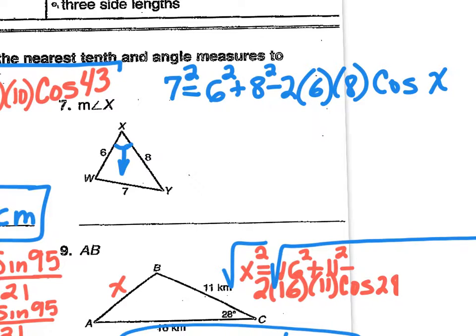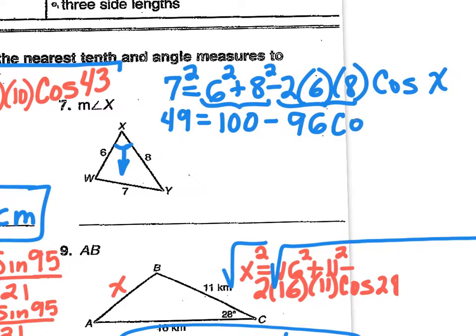So on the left side, 7 squared, that is 49. And now let's put the 6 squared plus 8 squared on the calculator. So what is 6 squared plus 8 squared? So 100, right? So instead of that sum, I'm just going to put 100. Now minus, let's get the product of 2 times 6 times 8. So how much is that? Right, 96, so it's negative 96, right? And then this is cosine of X.